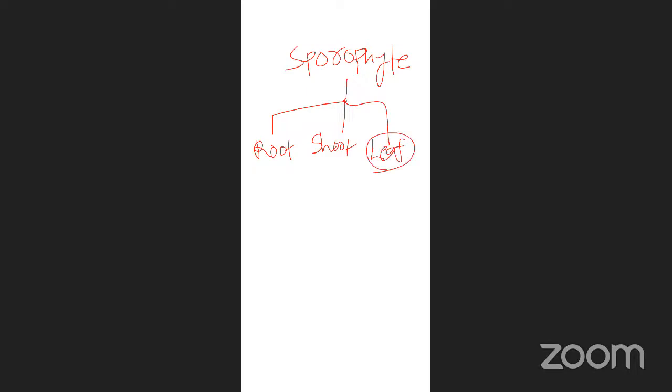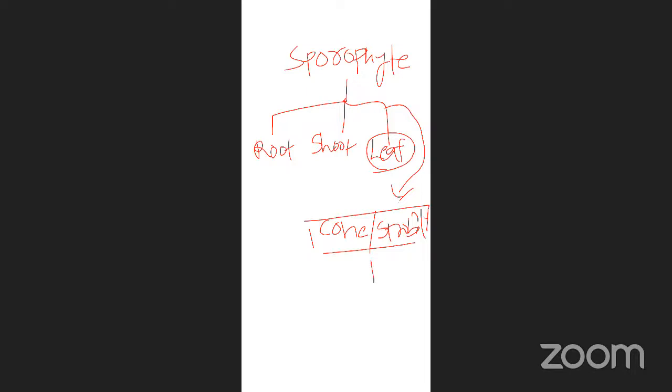Sporophyte, the main plant body, right? Pteridophyta, main plant body, sporophyte. Root, shoot, and leaf, right? Apart from this, fertile leaves are also formed. This combination of fertile leaves is called a cone or strobili.